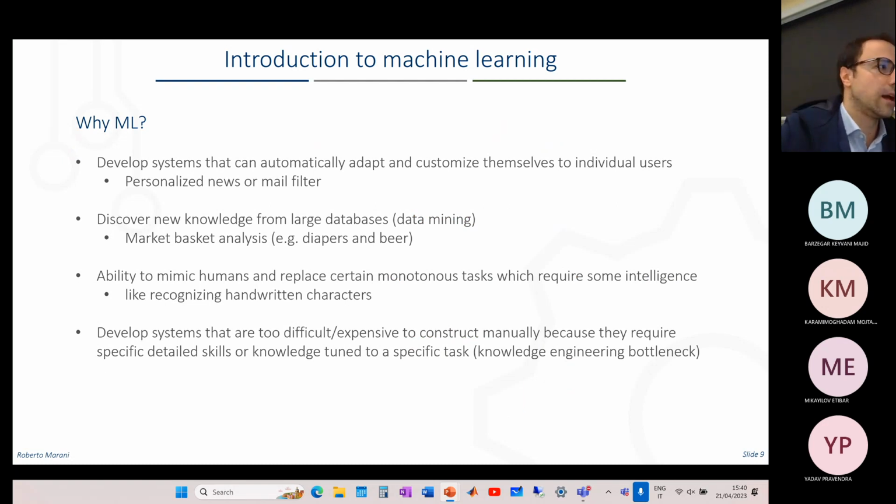Why do we need machine learning? I think this is a question that you can already answer. Maybe for developing systems that can automatically adapt and customize your application to a personal need. For example, personal news or mail filtering, for detecting spam mails and so on. But also, the second point is related to the process of data mining. Once you have a very huge data set, maybe you can find some correlations between inputs that you didn't discover so far. For example, diapers and beer is a typical example.